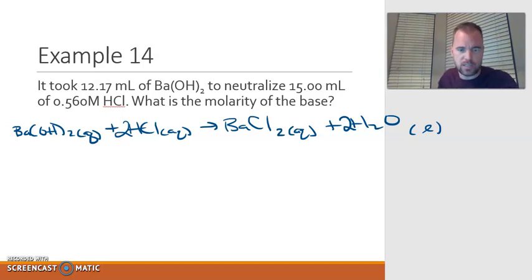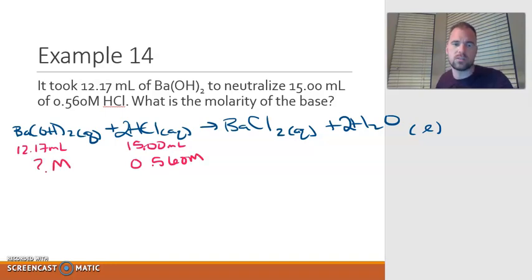All right, so now I'm going to write the values that the problem gives me underneath. So let's see, it took 12.17 milliliters of the barium hydroxide to fully neutralize with 15 milliliters of the acid. And I do know the molarity for the acid, so it's 0.560 molar. The question is, based on that information, what's the molarity for the base? All right, so once again, it's not asking anything about the products, right? So it's just asking information between the reactants. So I have 2 amounts that I'm given over here, like 2 definitive amounts. I have the exact milliliters of base and I have the exact milliliters for the acid. But I'm going to start with the acid one because that's the one I know more information about.